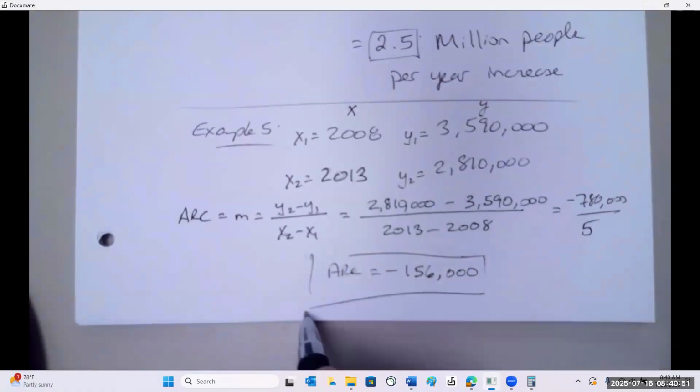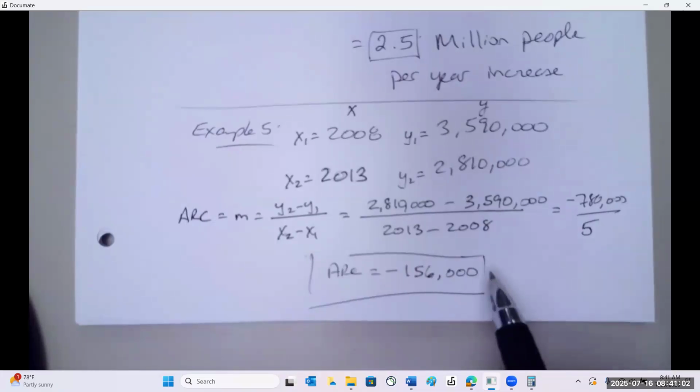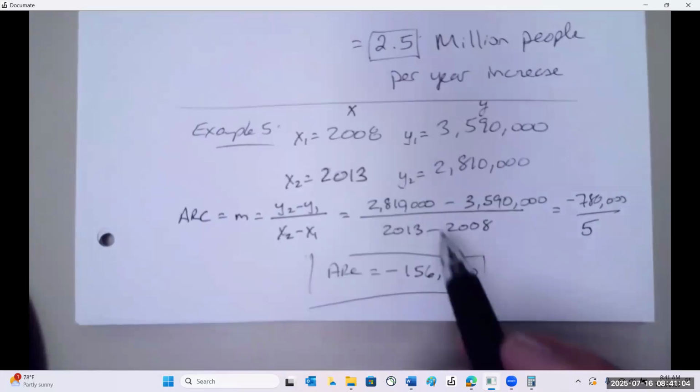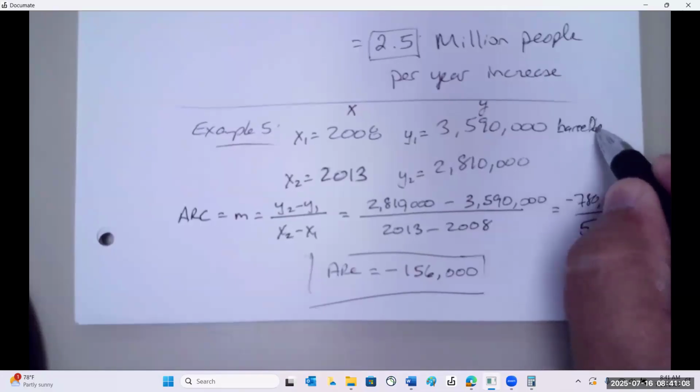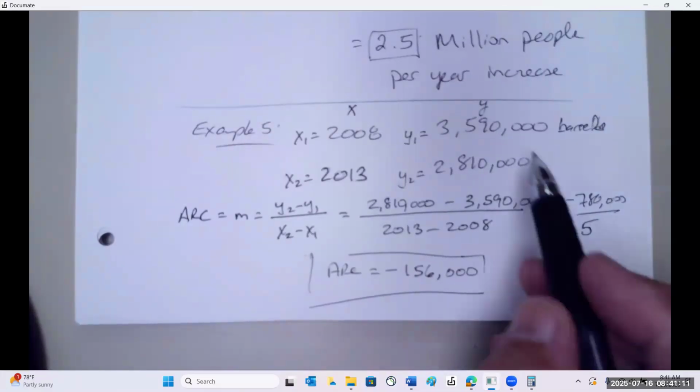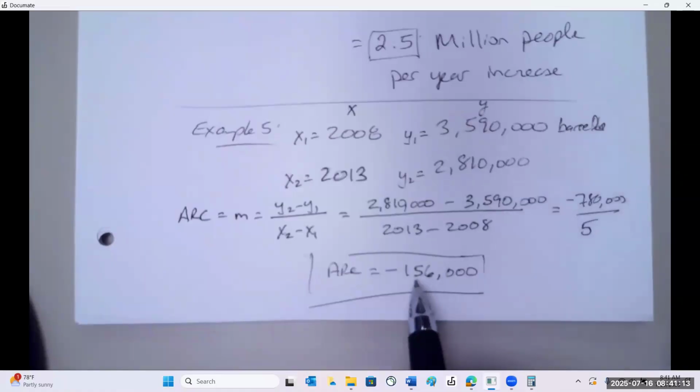So what does that mean? What decreases? The number of barrels, not just oil. Because remember, you have to use what units we're dealing with. Since these are number of barrels, this is a decrease of 156,000 barrels per year for each year in that time period.